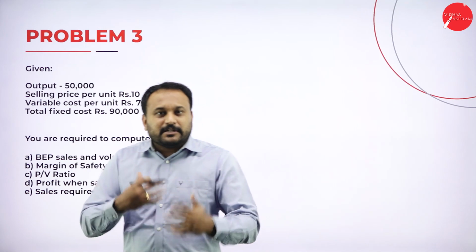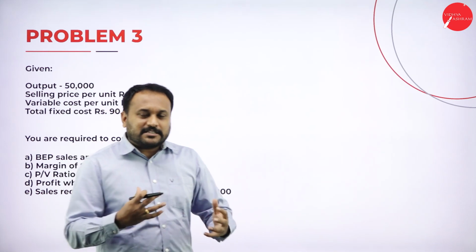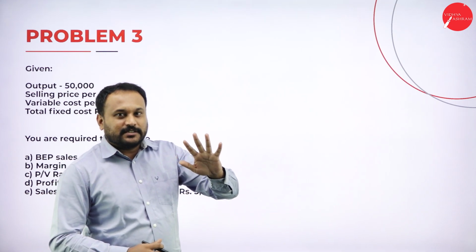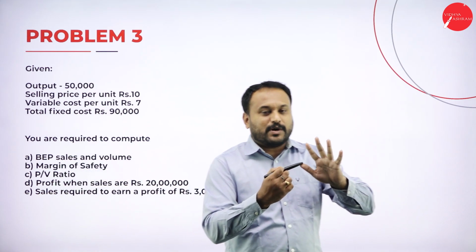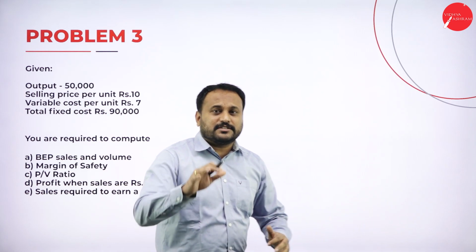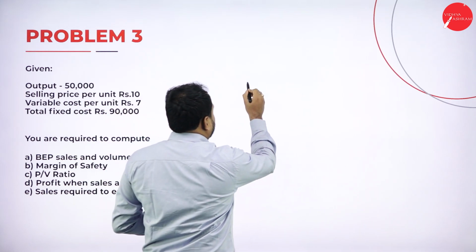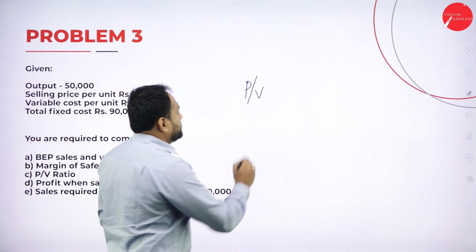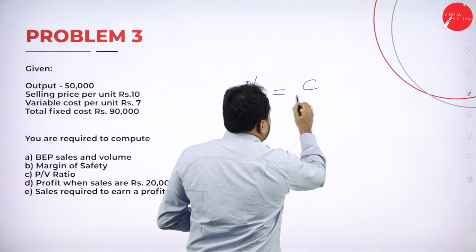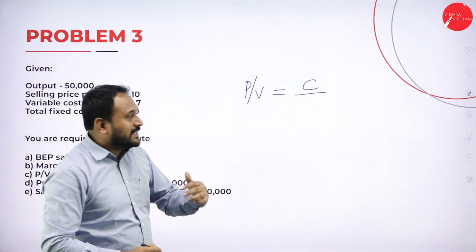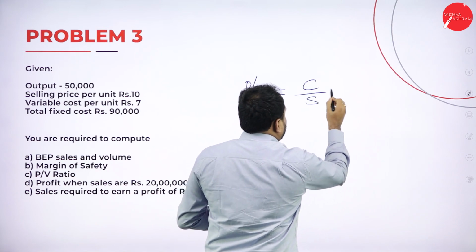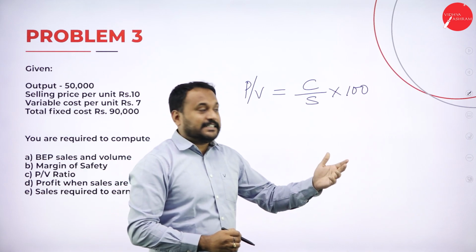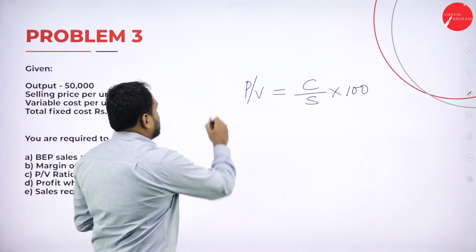Remember the formula, understand the formula, memorize the formula. I told you how to go with the formula. Only 5 formulas, 1, 2, 3, 4, 5, is what you are supposed to go with. The first formula is PV ratio. What is PV ratio? PV ratio is the relation between contribution and sale. So it is C by S into 100. Why 100? Because we are supposed to go with percentage. This is the first formula.